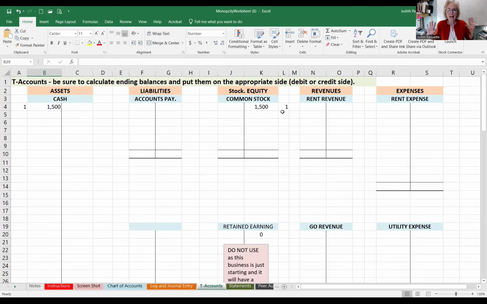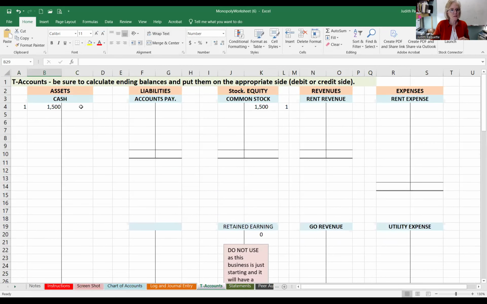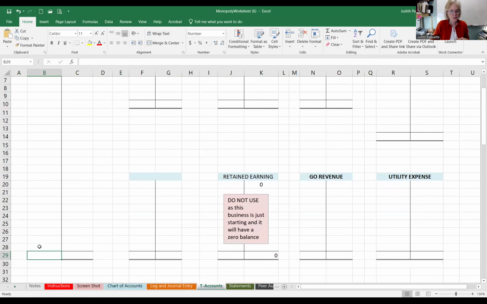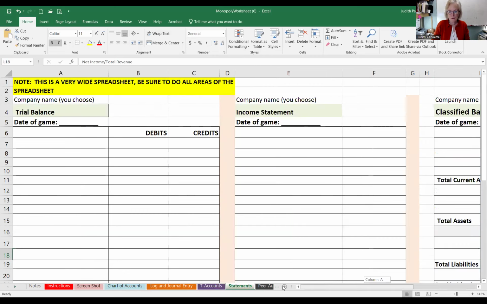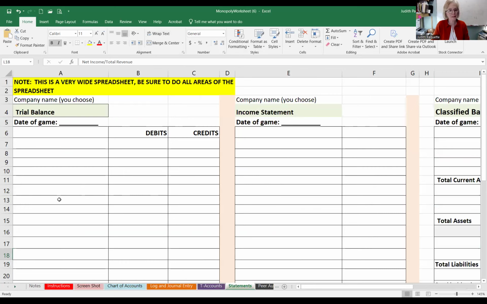transaction number. After 25 journal entries have been posted to the T accounts, you run a total, add up the debits, subtract the credits, and put the total on the debit side. And you do that for all the accounts. Then you go to the Statements tab and you build a trial balance, and you list your accounts in chart of accounts order. So like, let's go back to the chart of accounts. First cash, then accounts receivable, then land, then building, then accounts payable, and so forth. If an account has a 0 balance, you don't list it.